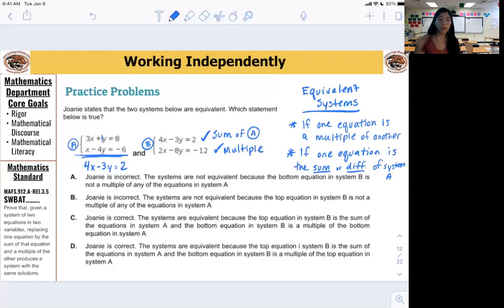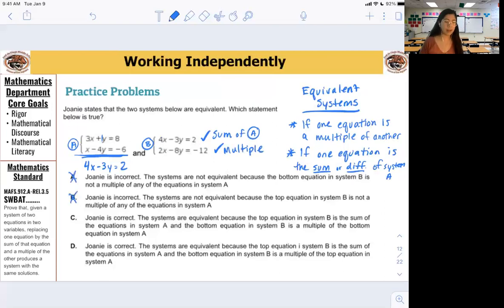And that's the only 2 ways that it works. So if it matches that way, then you're good to go. And both equations have to match. So in system B, I gave both of them a check mark because they both match. So I already know that they are equivalent.